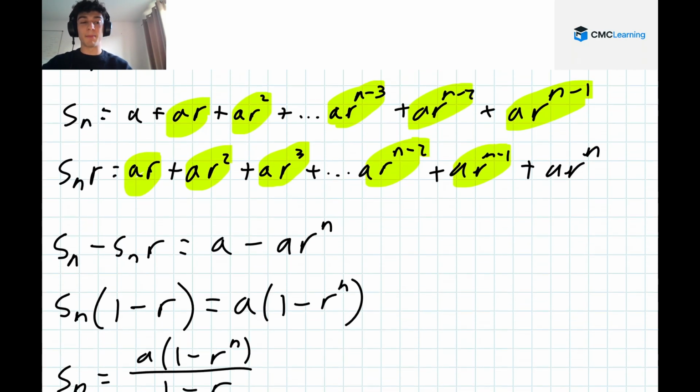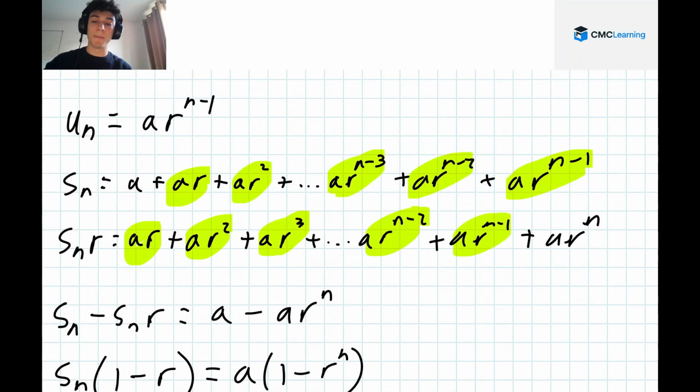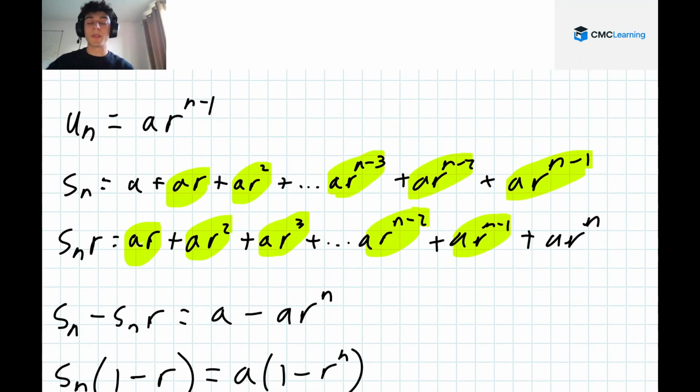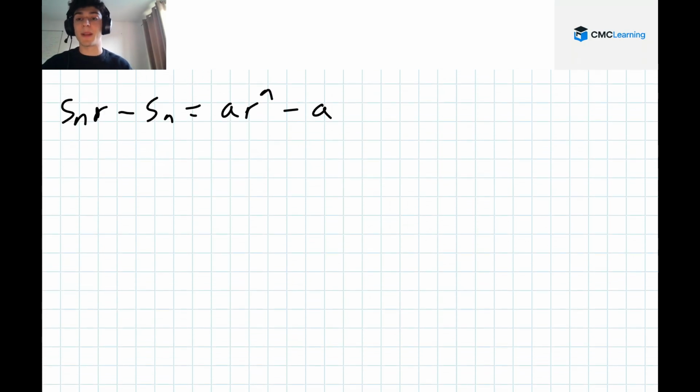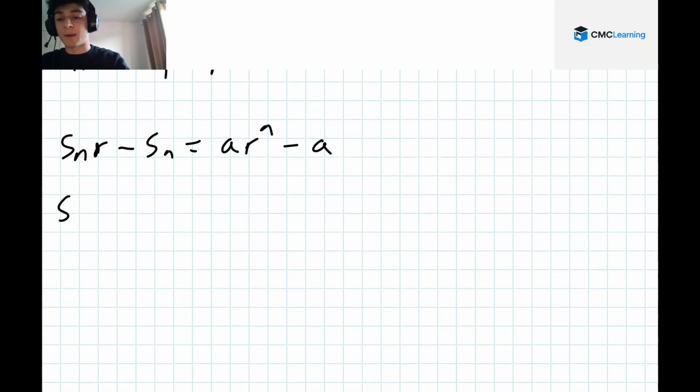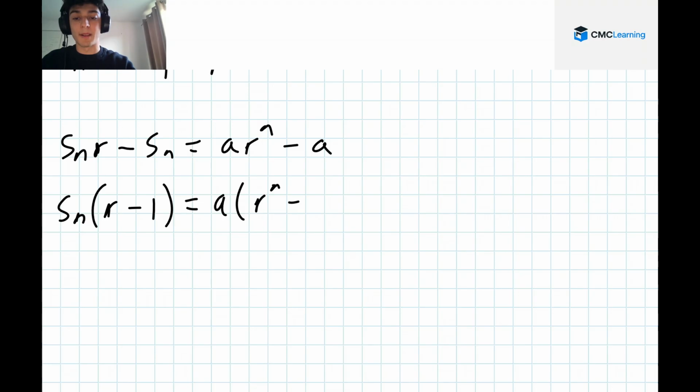So if we're doing this bottom sum minus the top sum, well, we can see that our intermediate terms, highlighted in green, are still going to cancel out. But in this case, we're just going to be doing this term on the end here, minus this term up here. So here we're left with a r to the power of n minus a. And we can do the very same process as before. So let's factor out S of n. We get r minus 1. And again, we can factor out a, r to the power of n minus 1.